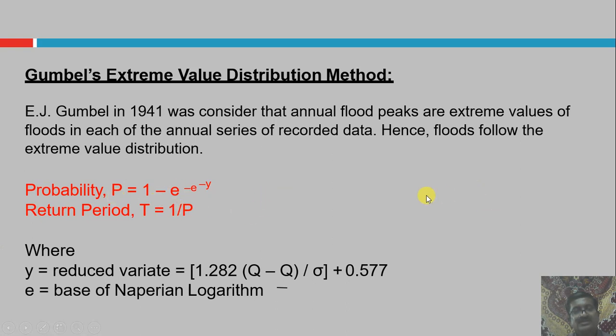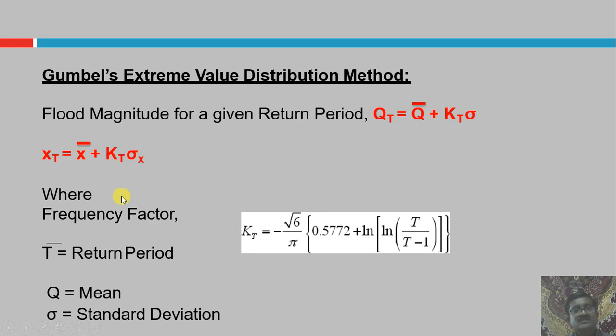In the same way, the same process is there. You can also see here the flood magnitude for a given return period is calculated by Qt equals Q bar plus Kt sigma, or some books use Xt equals X bar plus Kt sigma. Only the notation is changing here. And in this formulation for calculating Kt, the value is commonly called the reduced variate.